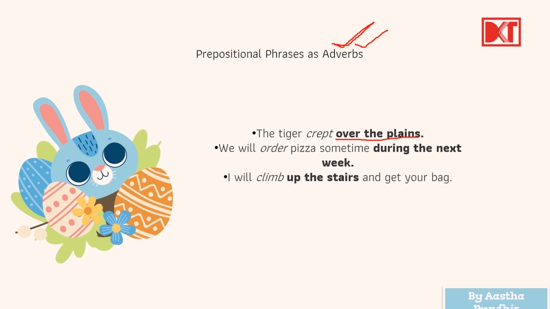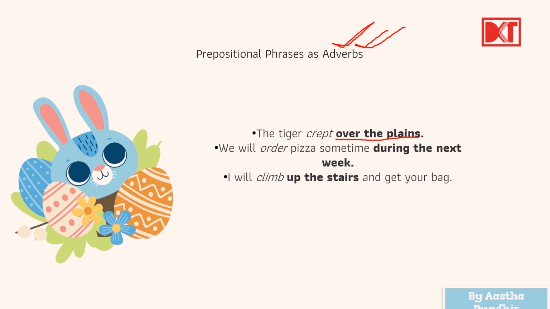Then we will order pizza sometime during the next week. Here we have during as the preposition and the next week is the object. So this prepositional phrase together, during the next week, is answering the question of what? Answering the question of when.